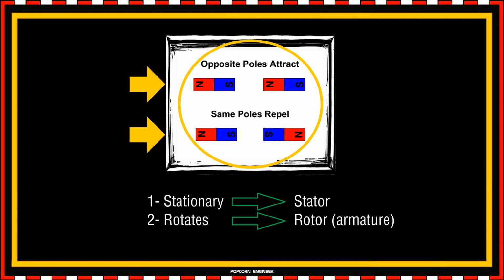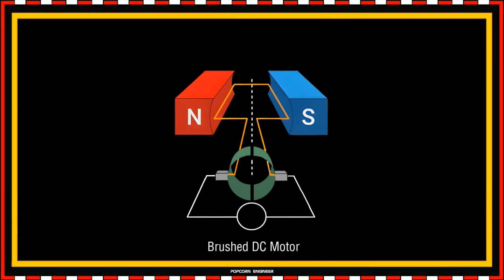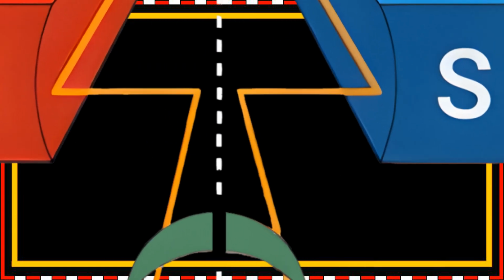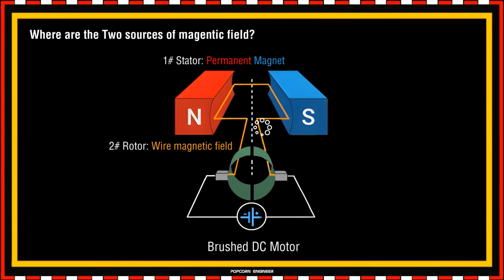Let's have a look at the brushed DC motor structure and point out where these two sources of magnetic field are. The first source of magnetic field results from the permanent magnet, represented by north and south pole, and that's the fixed source, the stator. And the second source of the magnetic field results from the wire carrying current. The magnetic field will be generated once the current is flowing into the coil, and this coil is placed over the rotating part, which is the rotor.